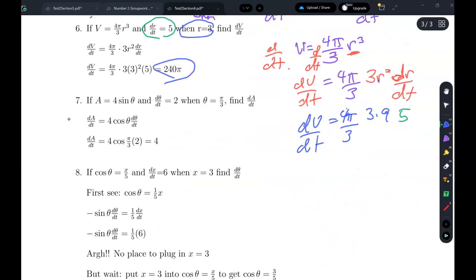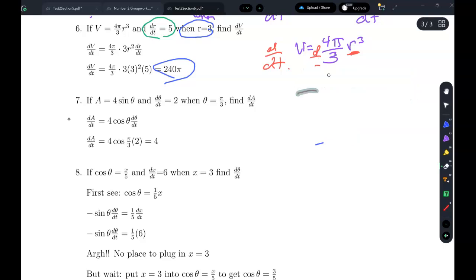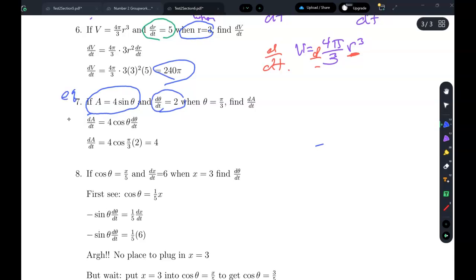So now let's go to the fun trig problems. You're ready for this. Okay, so here's my equation. Here's my given rate, right? So I want you to start to get used to this. That's my equation. That's my given rate. Here's my when information. And here's my find rate.